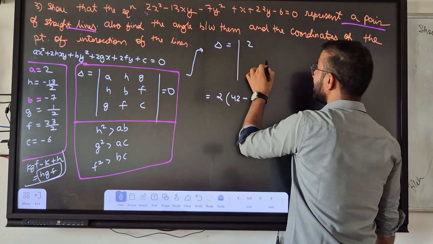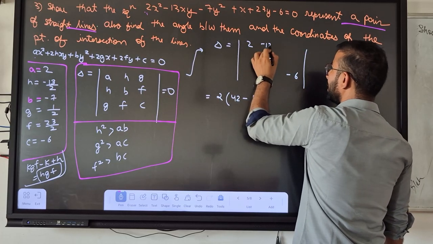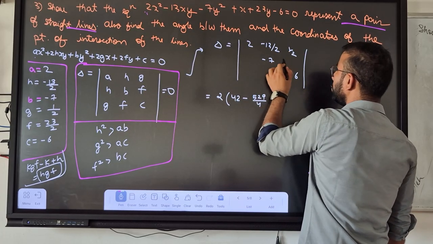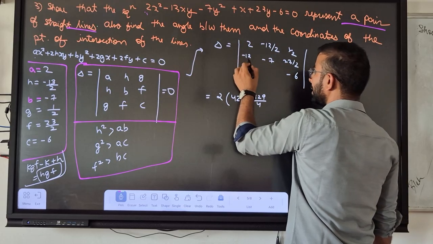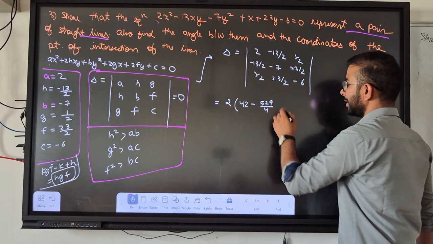Nevertheless, delta is coming out to, let's write again. So this is 2, then B is minus 7, minus 6, minus 13 by 2, then 1 by 2, 23 by 2, same minus 13 by 2, 1 by 2, 23 by 2, right? So this part is done.